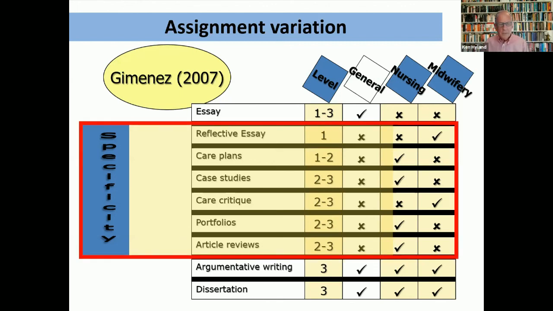Nothing overlapped at all. So this helps us focus on the typical genres and the features of those genres that the disciplines require and that students need for success.